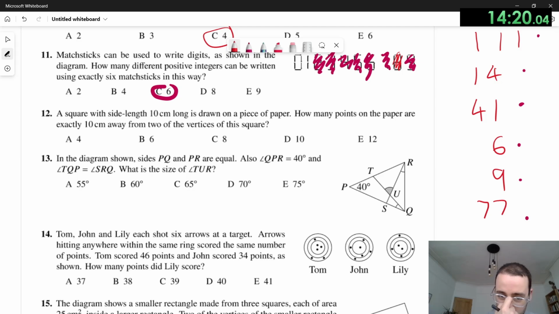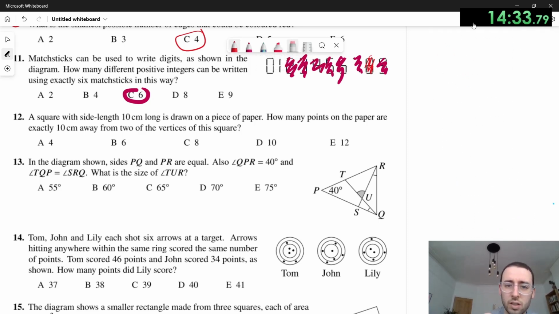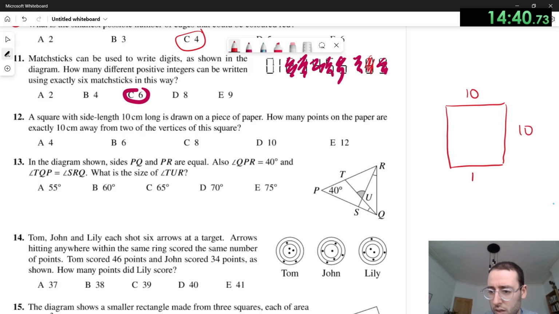A square with side length 10 is drawn on a piece of paper. How many points are exactly 10 from 2 of the edges? Loci question. So we've got 1, 2, 3, 4. That's from, if you look at matching corners.